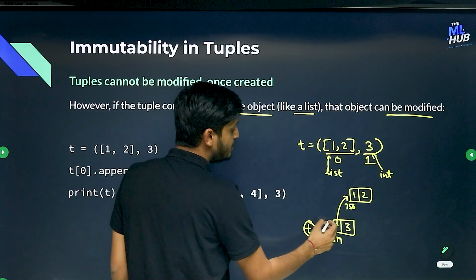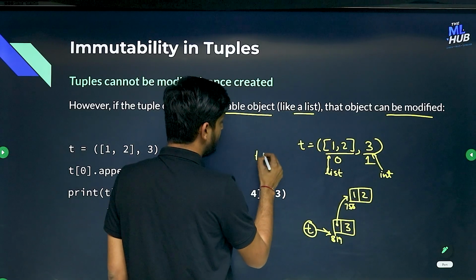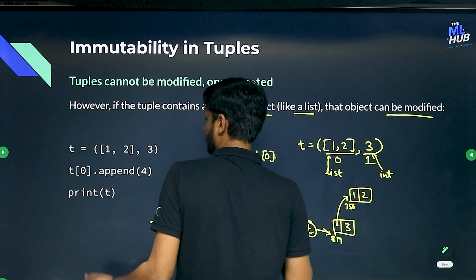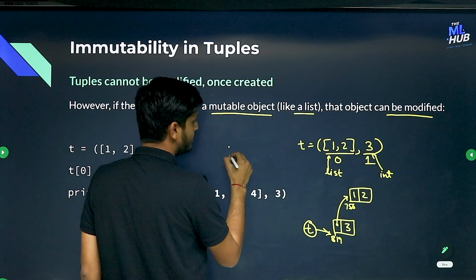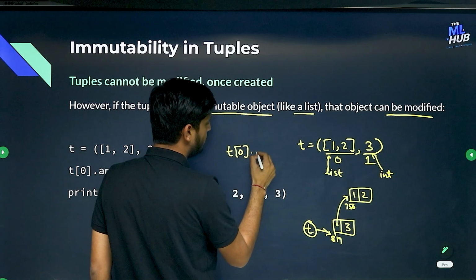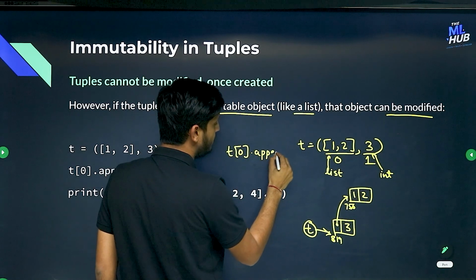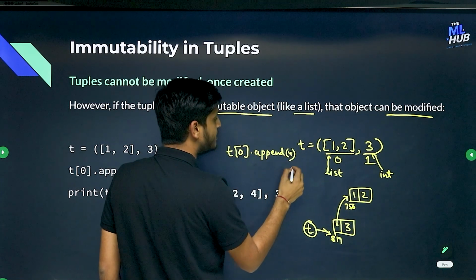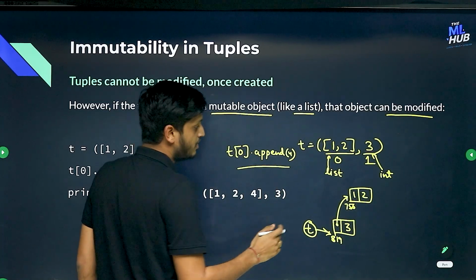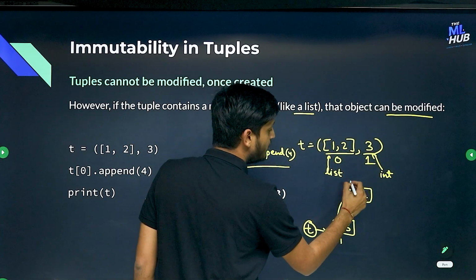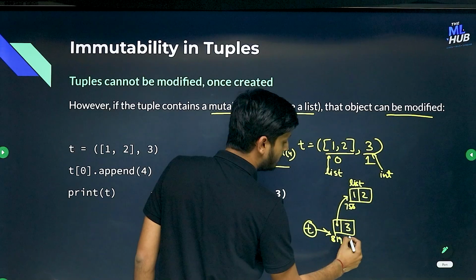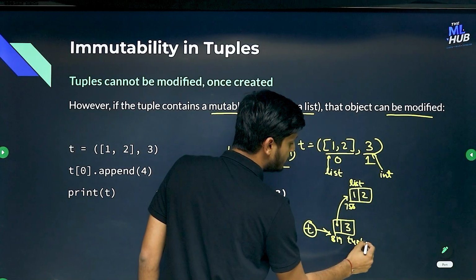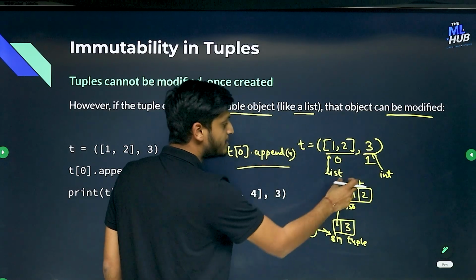Now if you want to change t of 0. So if I say t of 0 dot append 4, let's say, if I just run this command, t of 0 dot append 4. What does this mean? Although tuple is immutable, tuple cannot change, but t of 0 is a list. T of 0 is a list. This is a list and this is a tuple. The compiler knows the data type as well. This is a tuple and this is a list.